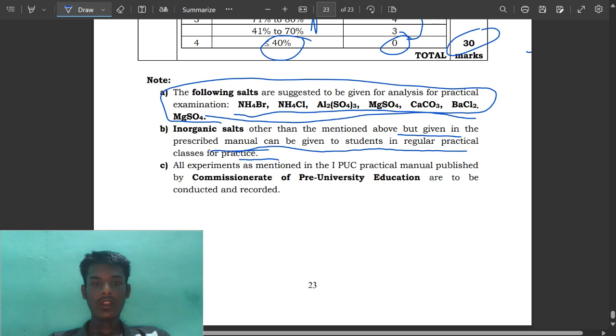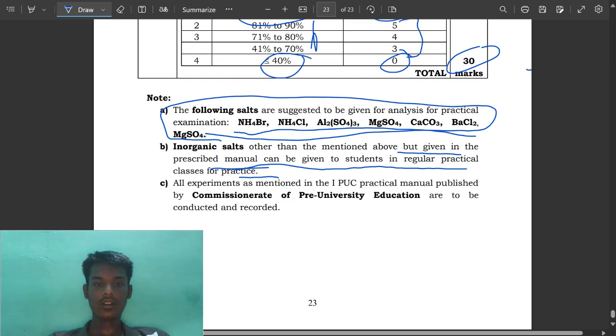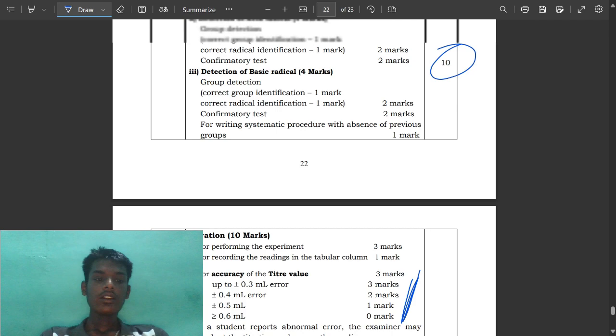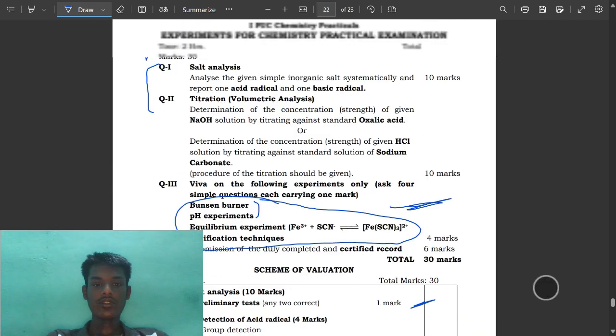These are the chapters and topics that are asked from the lab experiments of the chemistry examination.